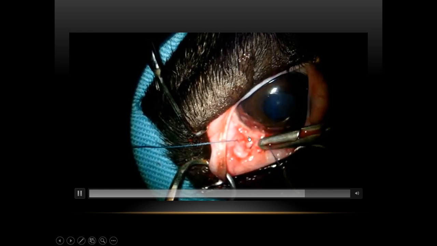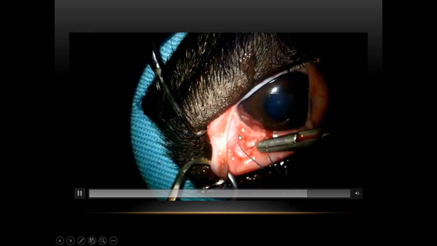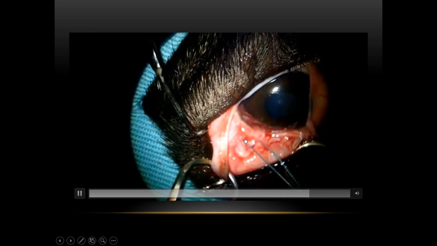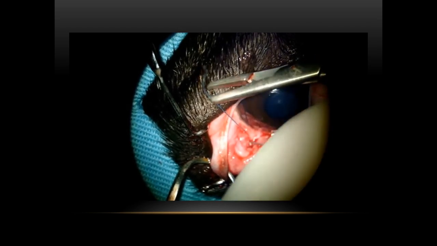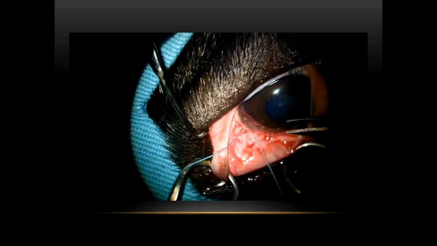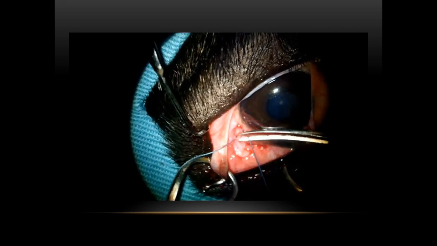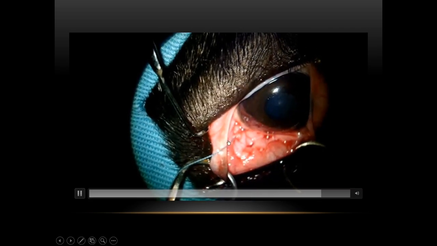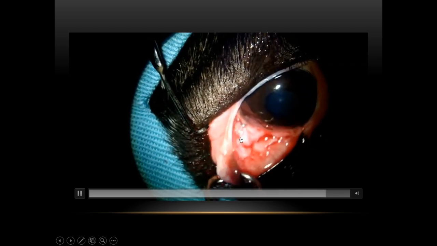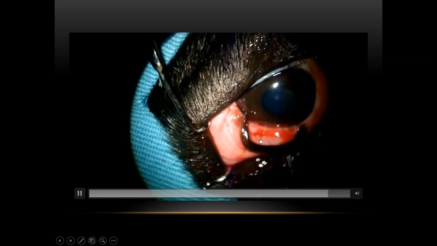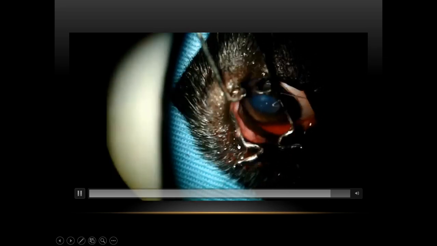Don't go very hard with this knot, okay? Just do a gentle apposition of the knot, very gentle. You don't want to rip it off the muscle, okay? And then you cut the suture and you're done. You don't have to suture the conjunctiva, anything else, okay?